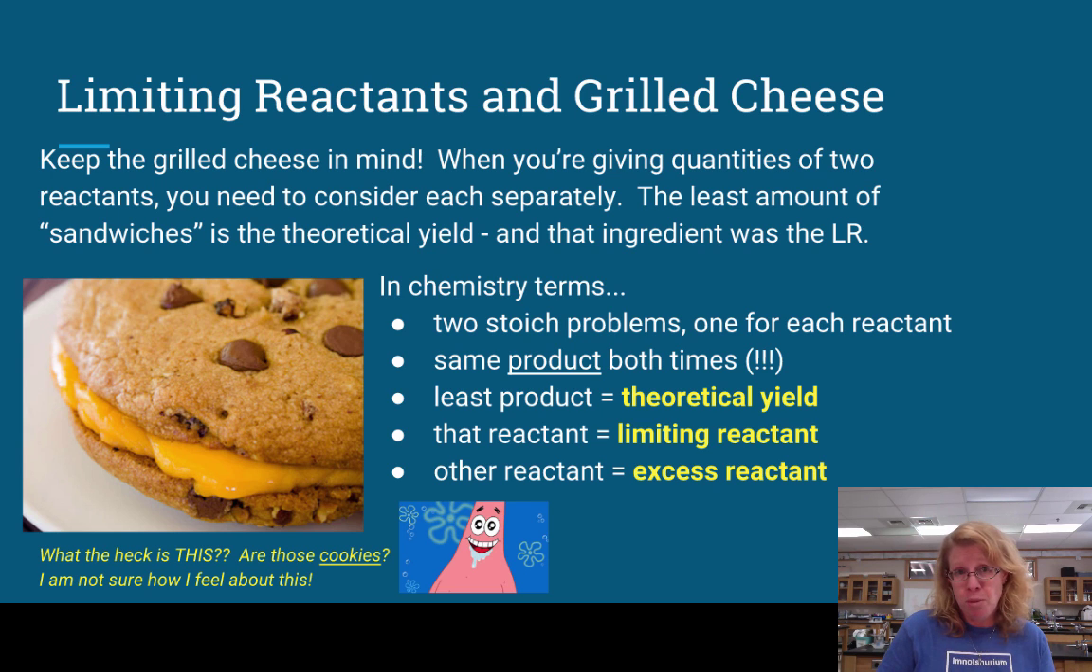So here are our chemical terms that go along with our vocabulary and our strategies. Number 1, make sure that you're always doing 2 stoichiometry problems, 1 for each reactant. Number 2, you have to go to the same product. In that last equation, we had 2 separate products, and I went to the same one each time, like a precipitate. So it's important that you always end up at the same product. The one that has the least amount of product is called the theoretical yield. Of our 2 answers, the theoretical yield is the correct answer. And then the reactant that made that is called the limiting reactant, and the other reactant is what we call the excess reactant. So there are your 3 vocabulary terms that go along with our grilled cheese sandwich problems.